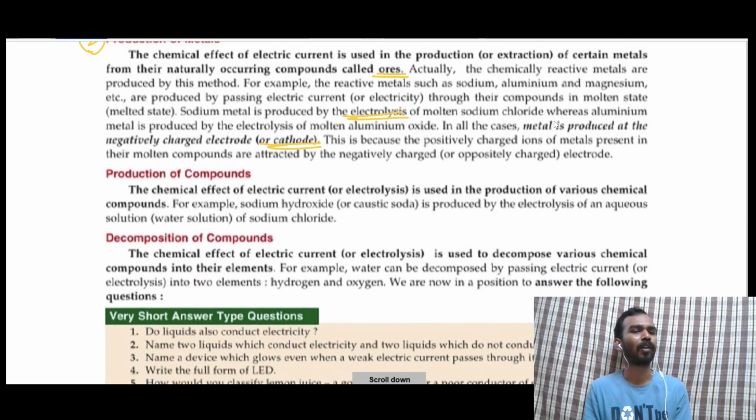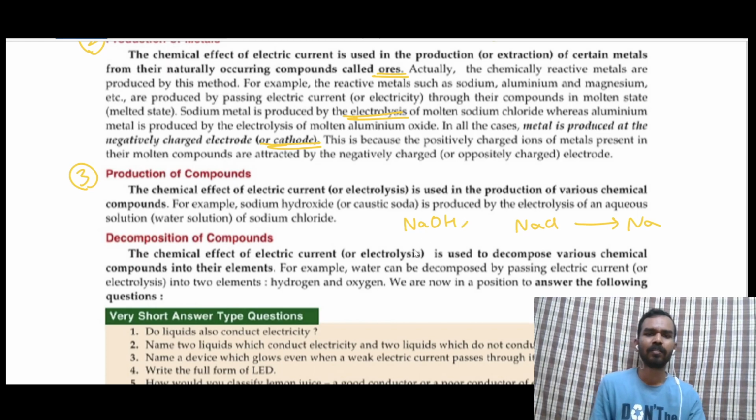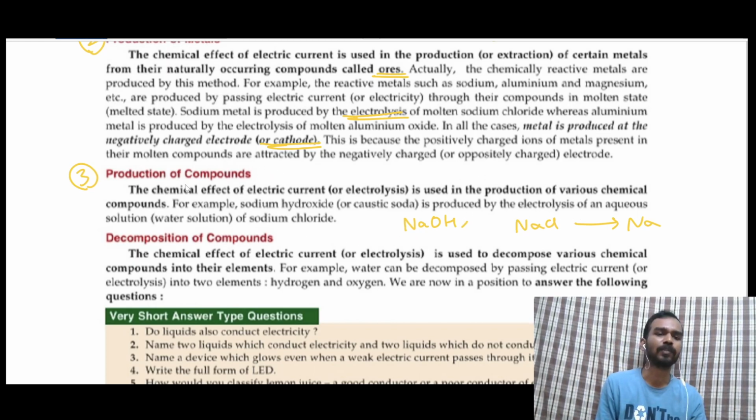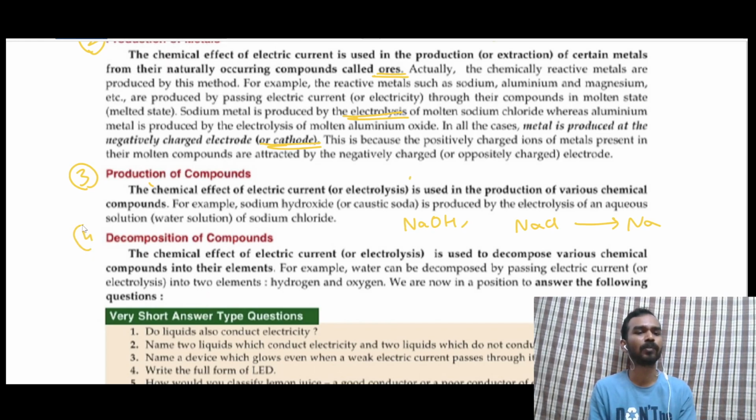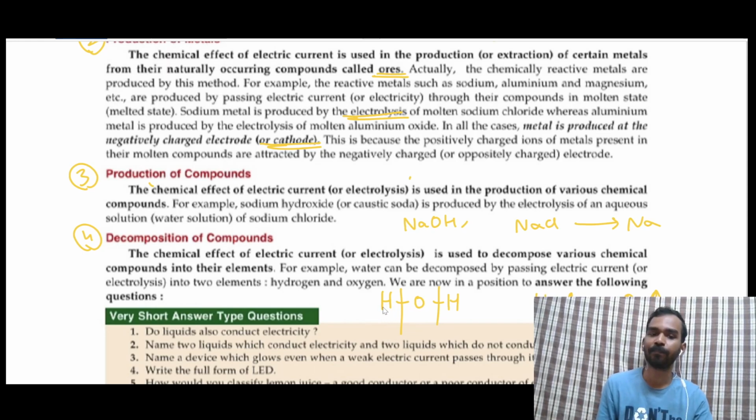Then you can produce some compounds also, like sodium hydroxide. From sodium chloride, you can get sodium, something like that. So you can produce some compounds also by using this chemical effect of electric current. Or you can do the decomposition of some compounds also, which I told. You have HOH, water, you use some energy and break these bonds, then you release H2 and O2 from the respective electrodes because H plus will go to which electrode?